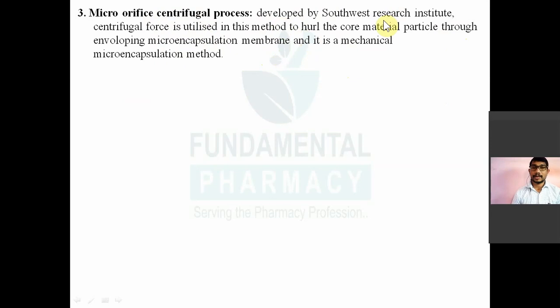ठीक है, तो इसमें क्या होता है कि माइक्रो ओरिफिस सेंट्रीफ्यूगल प्रोसेस में कोर मटेरियल एक साइड से आता है और आपका पॉलीमर सॉल्यूशन एक साइड से आता है. तो पहले पॉलीमर सॉल्यूशन का एक मेम्ब्रेन बनता है. ठीक है, मेम्ब्रेन बनता है, और वो मेम्ब्रेन बनने के बाद वो जो कोर मटेरियल है वो उसमें डिपॉजिट करते हैं और क्लोज करते हैं. तो दैट इज द मेथड. It is known as a micro-orifice centrifugal process. Just remember, this uses a centrifugal force. Okay, and this is a mechanical method. इतना याद रखा तो भी चलेगा, इसके ऊपर ज्यादा क्वेश्चन नहीं आता, मतलब एक आधा क्वेश्चन आ सकता है आपको माइक्रो एनकैप्सुलेशन के ऊपर, एक या दो क्वेश्चन.